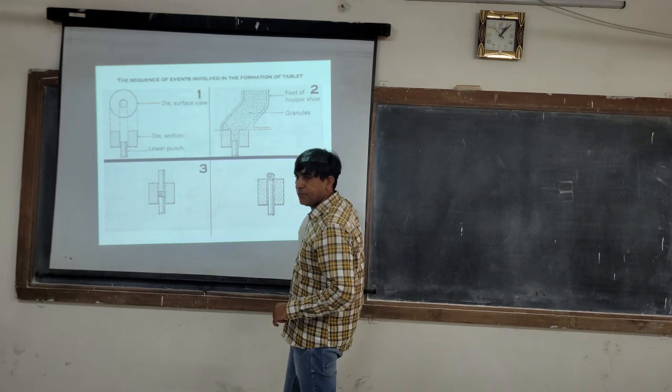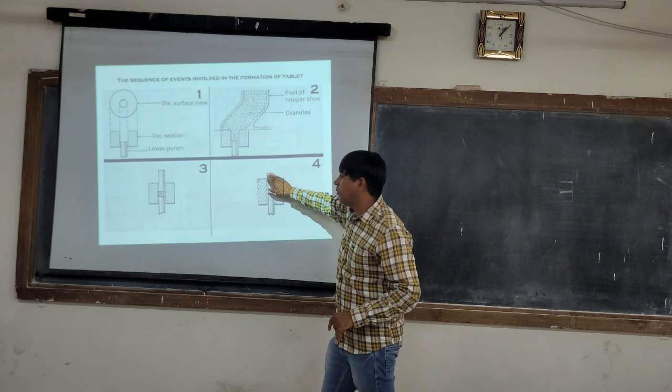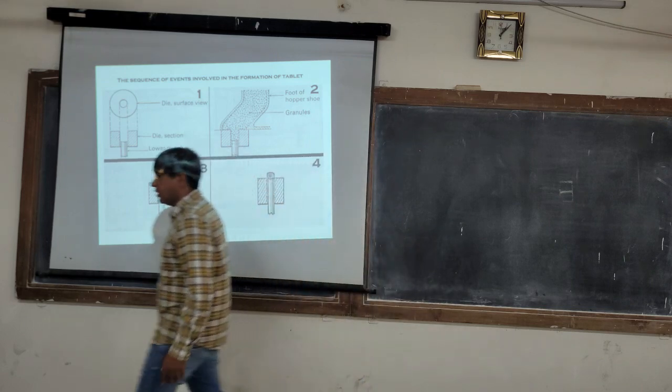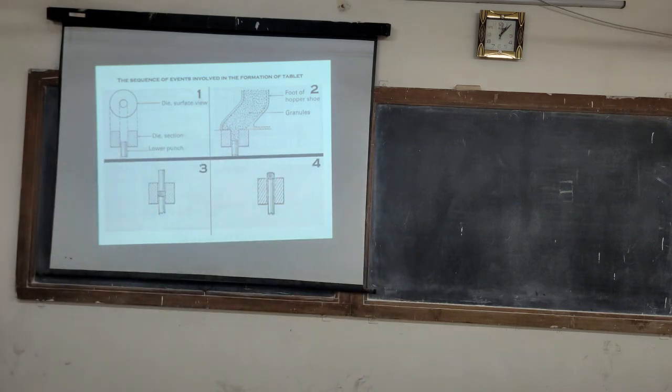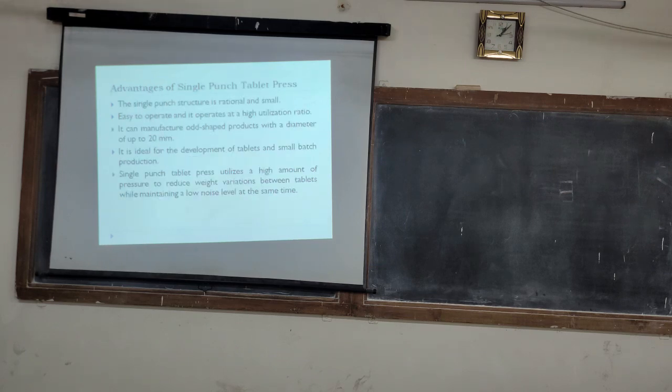It moves backward and compression takes place. And then the tablet is ejected, and the hopper shoe will push it to the collector. As the sequence is shown, first and second positions are filling, then compression, and the fourth position is ejection.